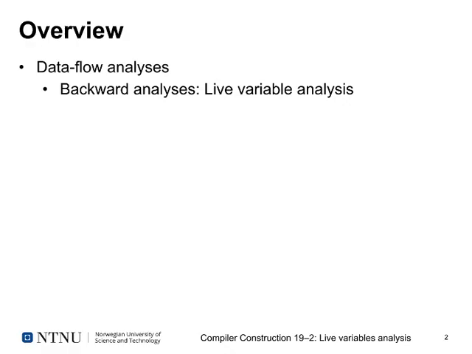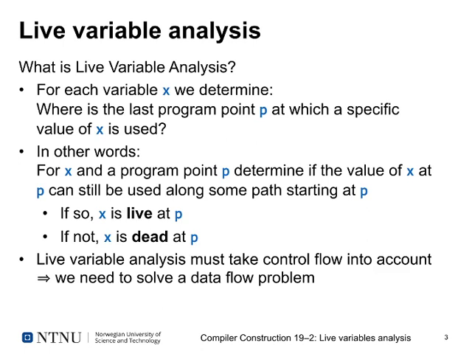Live variable analysis is an important analysis to enable optimizations, and live variable analysis is a backward analysis. So we're beginning our analysis at the end of our program or the part of the program we're considering, and then we're going backward throughout our control flow graph to analyze the live variable values. In other terms, for each variable x in the program, we try to determine where is the last program point p at which this specific value of x is actually used.